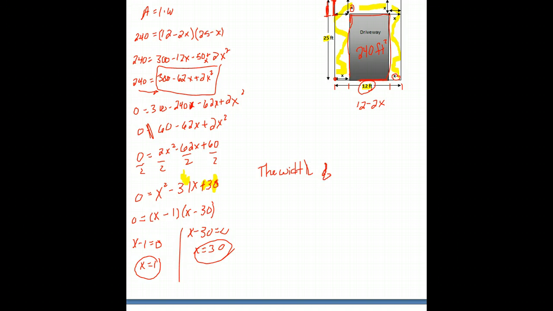So the width of the crushed stone is 1 foot. Done.